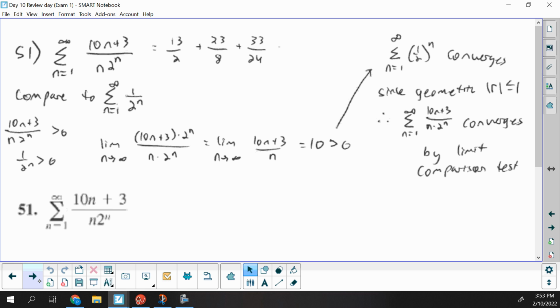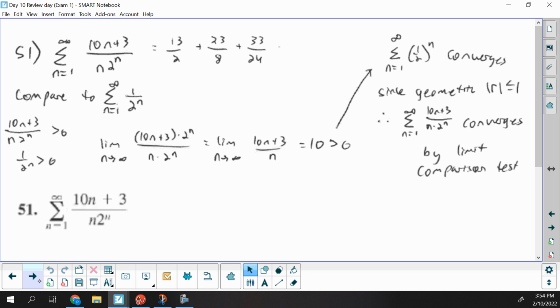In 51, this one is a little bit tricky. The n parts have the same degree, so we want to force the numerator to also have a 2 to the n. So we're going to compare this to 1 over 2 to the n. 1 over 2 to the n can be thought of as 1/2 raised to the n, so that would converge since it's geometric with absolute value of r less than 1.